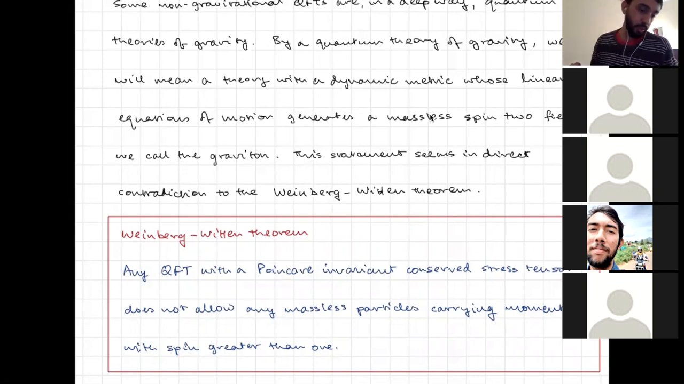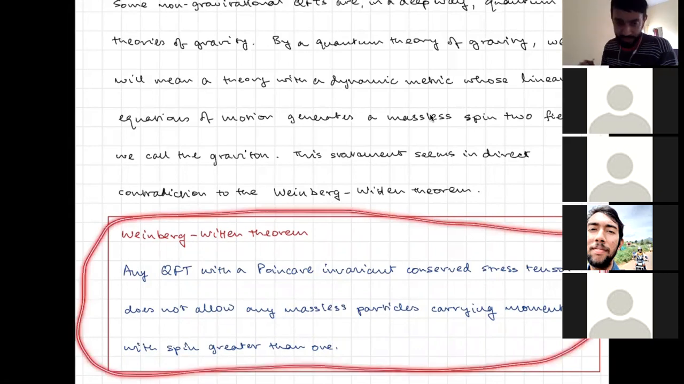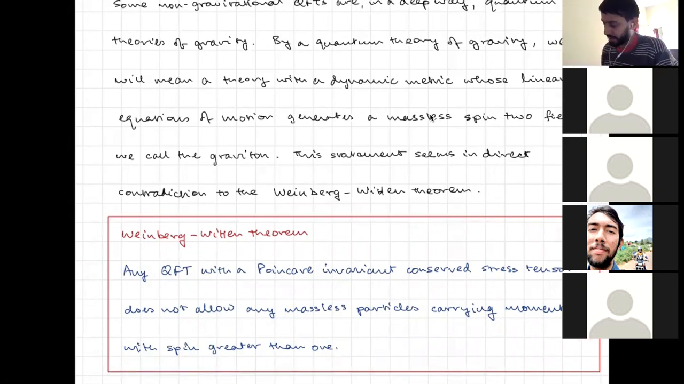Okay. And I'll also give you a bit more of a reference for this. This is called the Weinberg-Witten theorem: any quantum field theory with a Poincare invariant conserved stress tensor will not allow massless particles with spin greater than 1.